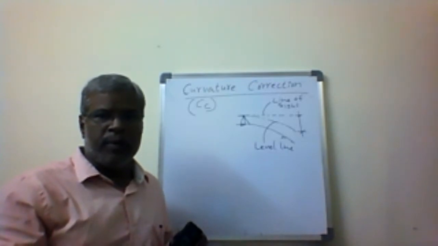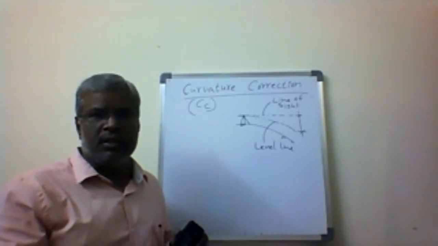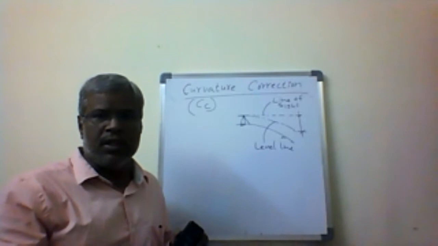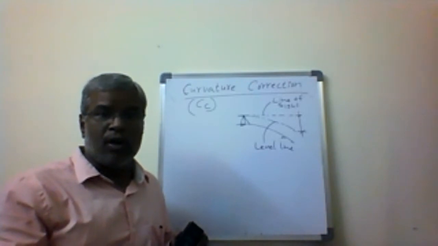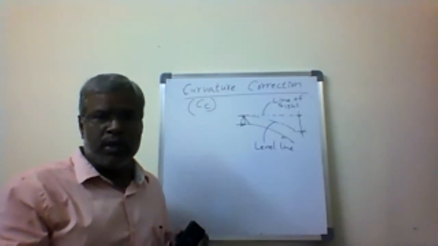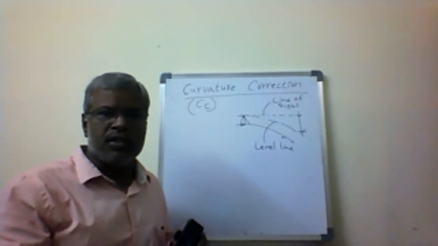That's because your line of sight and level line are not going to be parallel to each other. The curvature of the earth is going to be considered for long sights. If you are going for long distance measurement, the effect in the form of curvature comes in. That is the reason for calling it long sight reading. Long sights were taken, so the curvature effect comes in.